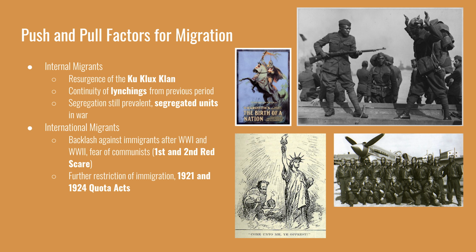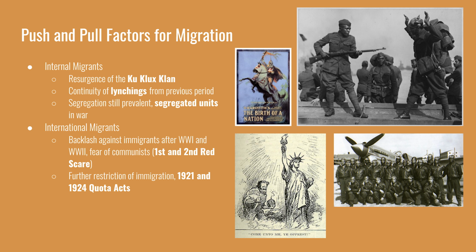Even when African Americans volunteered to fight in World War I and World War II, they had to do so in segregated units. The picture on the top right shows the 555th Parachute Infantry Battalion, and on the bottom right were the Tuskegee Airmen, which were both all-black units that fought in World War II.